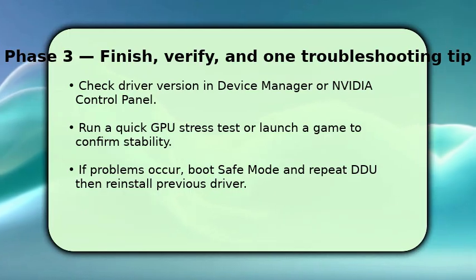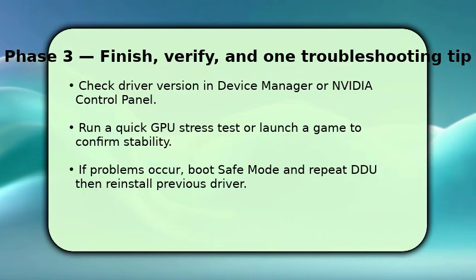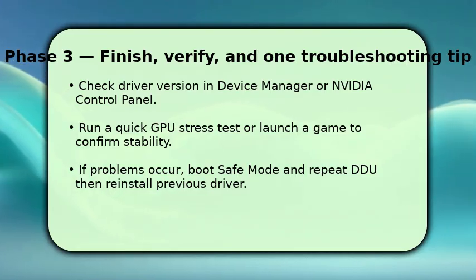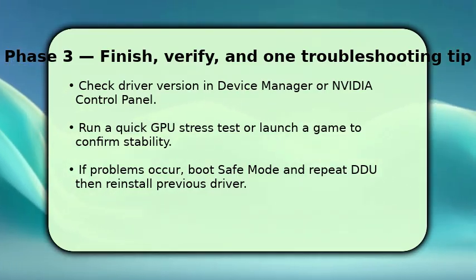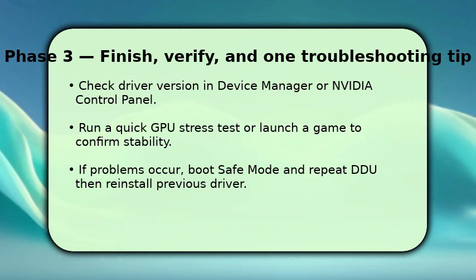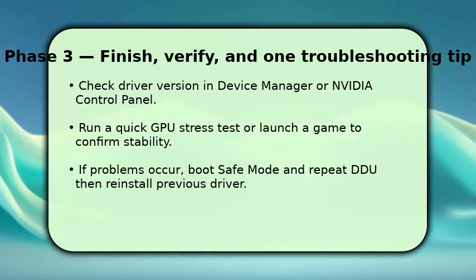If Windows tries to reinstall a newer driver, hide that update using the Microsoft show/hide tool or disable automatic driver updates temporarily. If you encounter a black screen or instability, boot safe mode immediately, rerun the tool and reinstall the chosen driver. That single troubleshooting step resolves most post rollback issues.